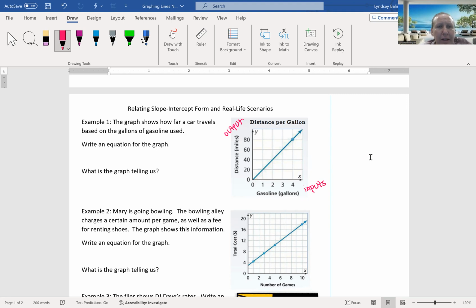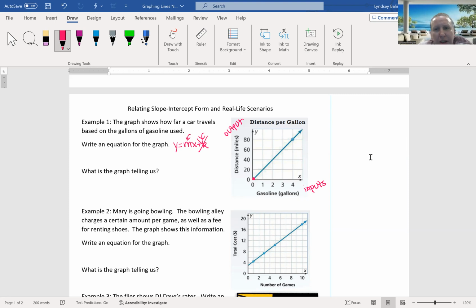So it says write an equation for the graph. So we know it's going to be in y equals mx plus b form, but we need the m and we need the b. So we're going to look to our graph for that. Well, our b is 0. It goes through the origin. It's a proportional relationship. So we actually don't have to put a b in this case. We just need to figure out what the m is.